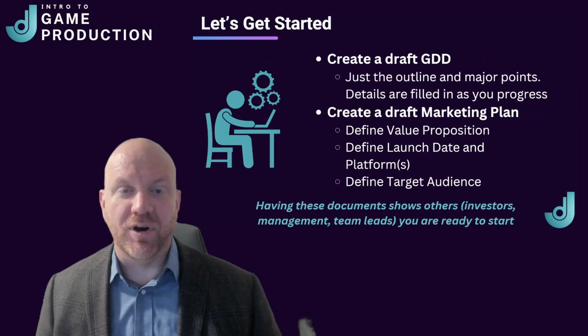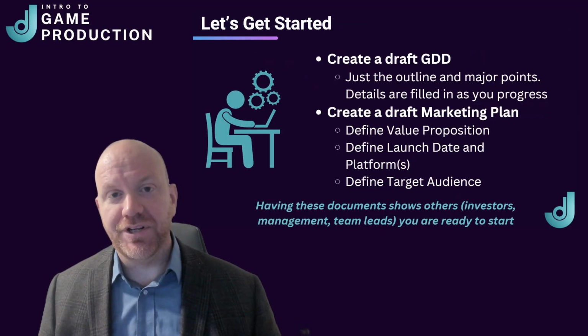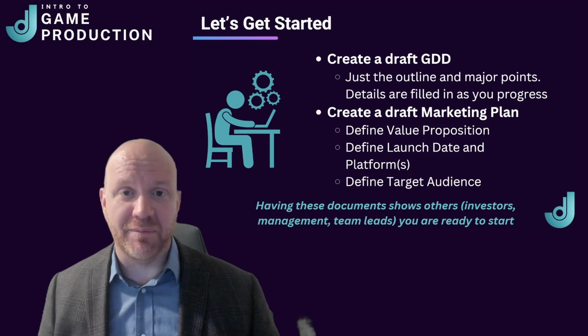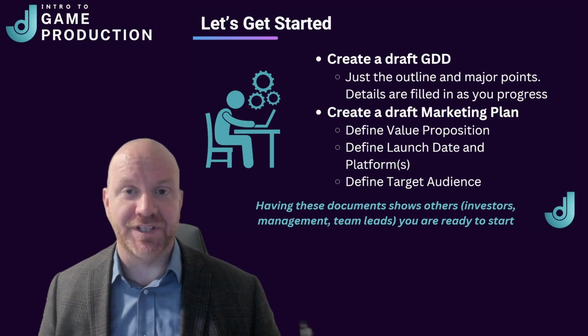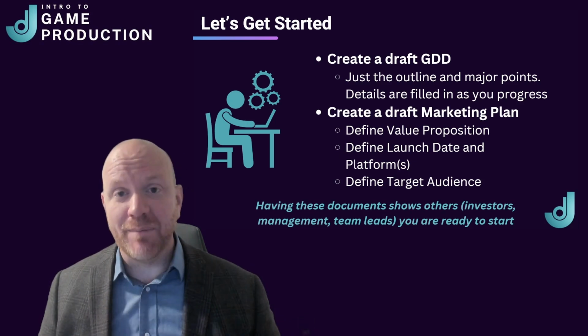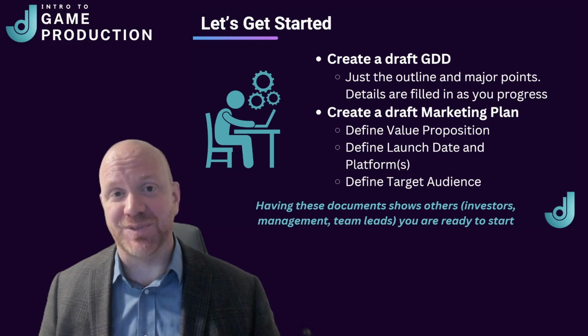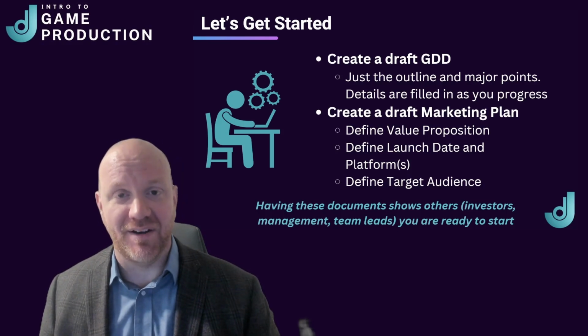So now we're going to work on our first activity. What I want you to do is take some time to create a draft of the GDD. And for now, we're not going to have a lot of information, so we just want to do an outline and define some of the major points of our project. And remember, the GDD is a living document, so the details are going to be filled in as we progress through each phase of the production.